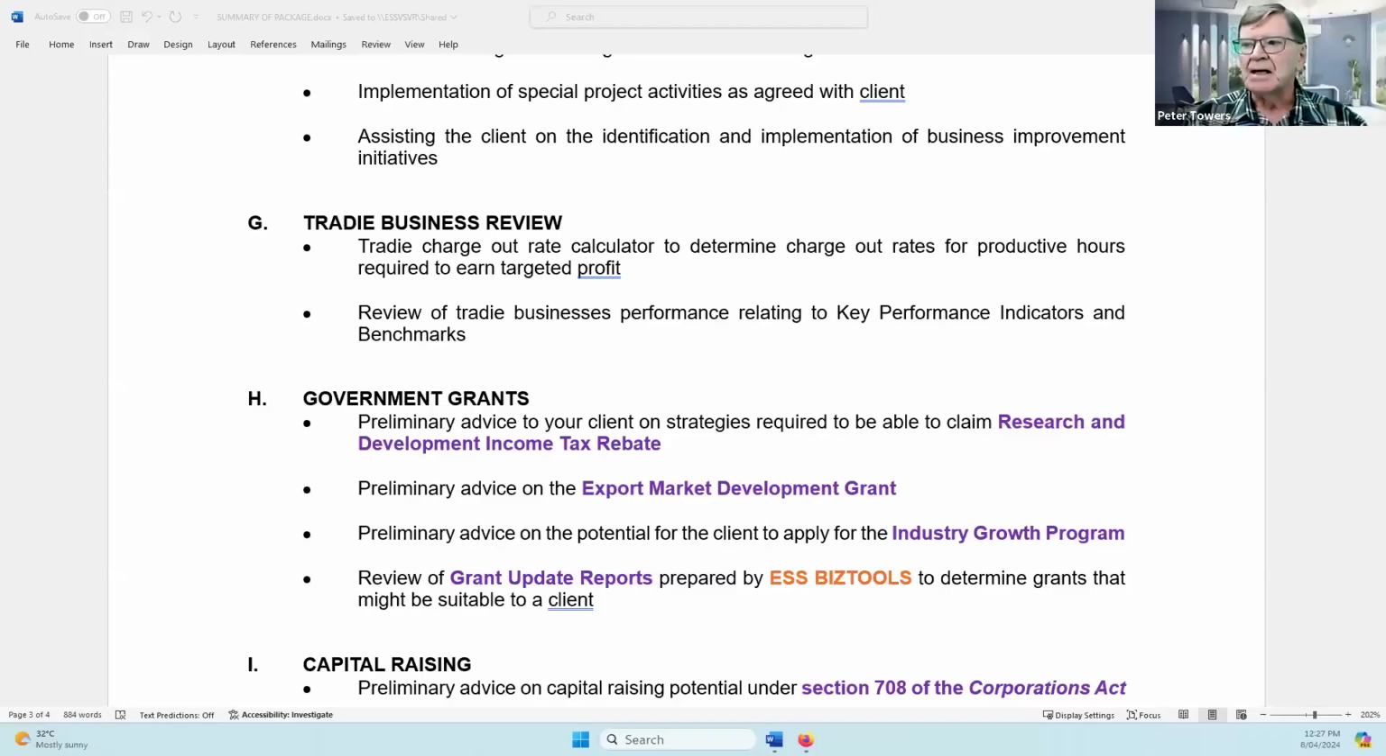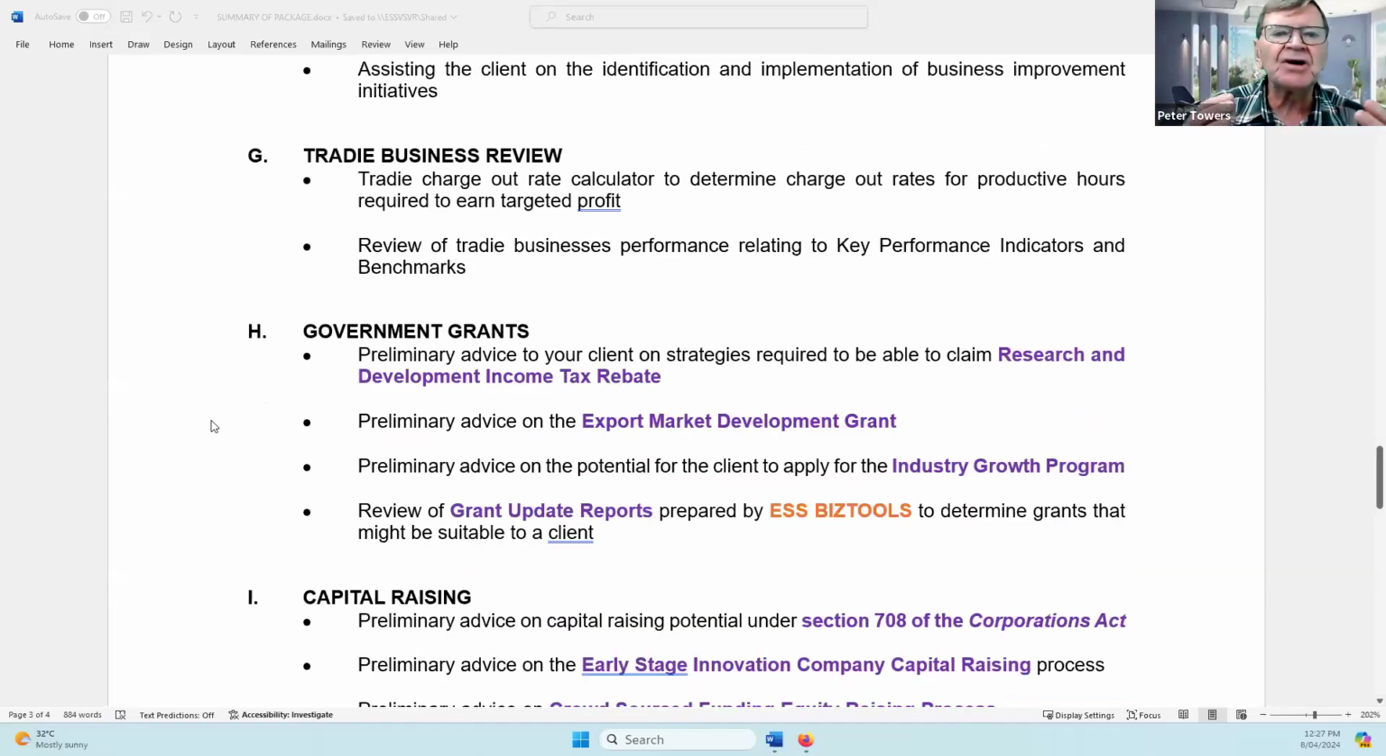Government grants I've mentioned before. In particular, I want to highlight research and development. We give you an intro to research and development in the system. I should have gone back onto the shares, my apologies. The research and development is there because your client might be doing research and development, and they need to be aware of what's required.